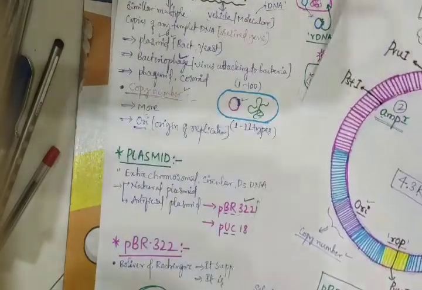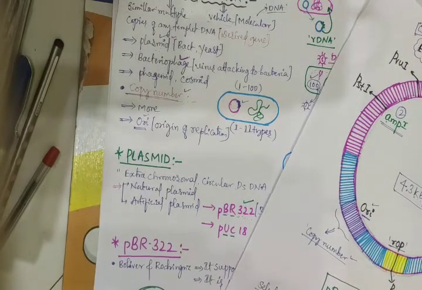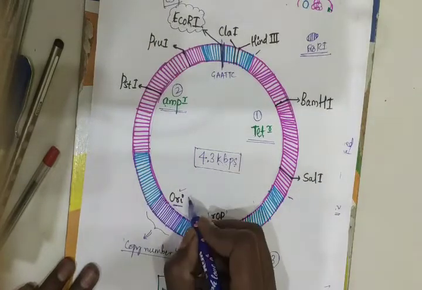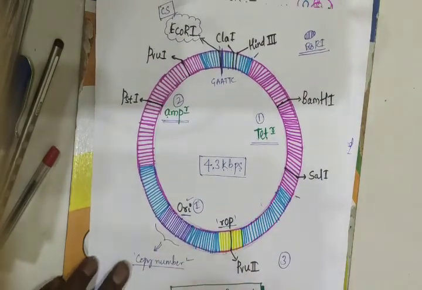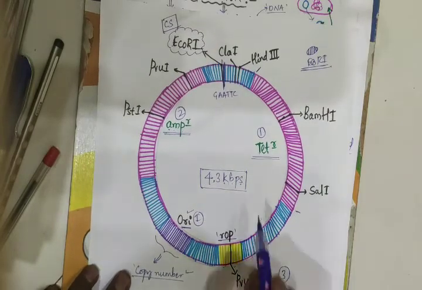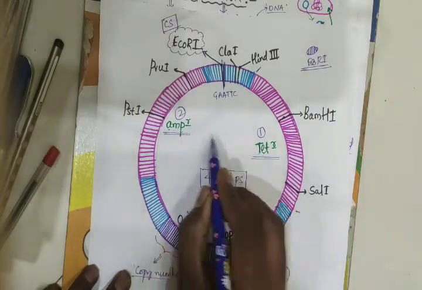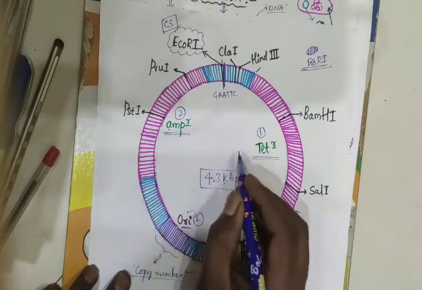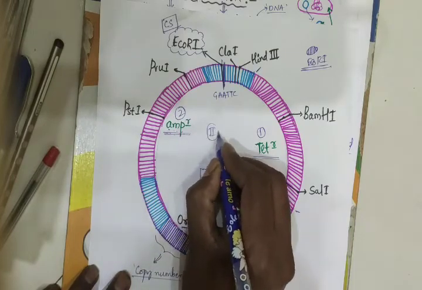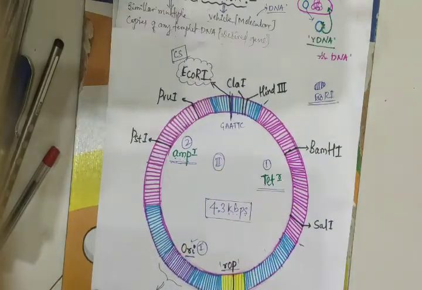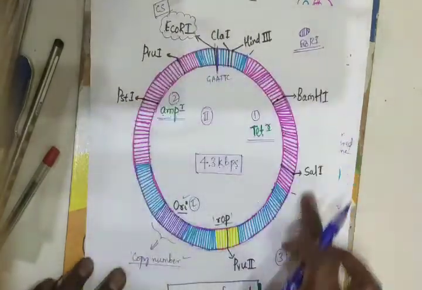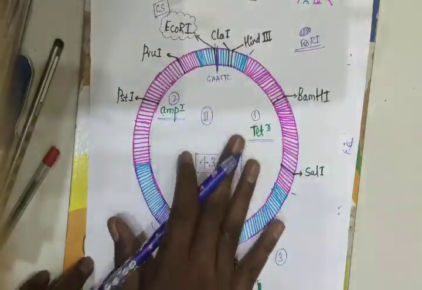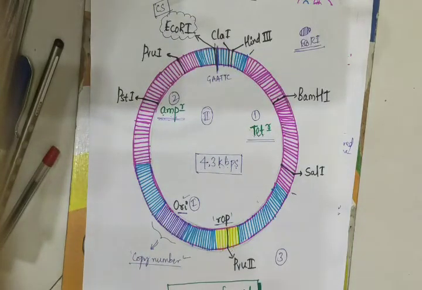So 3 properties, what are those? First one is origin of replication, the first major feature of any plasmid or any cloning vector. And the second one is antibiotic resistant genes, selectable markers. That is the second major feature. And the third one, multiple cloning sites. So these are the major 3 features of this pBR322 plasmid. In the next class, let us see.